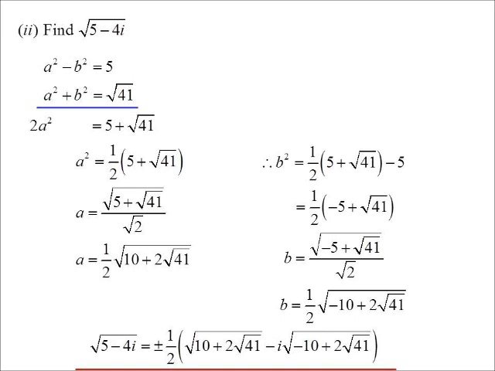All right, what was different between the two questions? Why did this one turn out to be so messy and the other one turned out so neat? There's a really significant difference between the two questions. Have a look at the numbers. Okay, so you've got 5 and 4, and this one you've got 12 and 16.